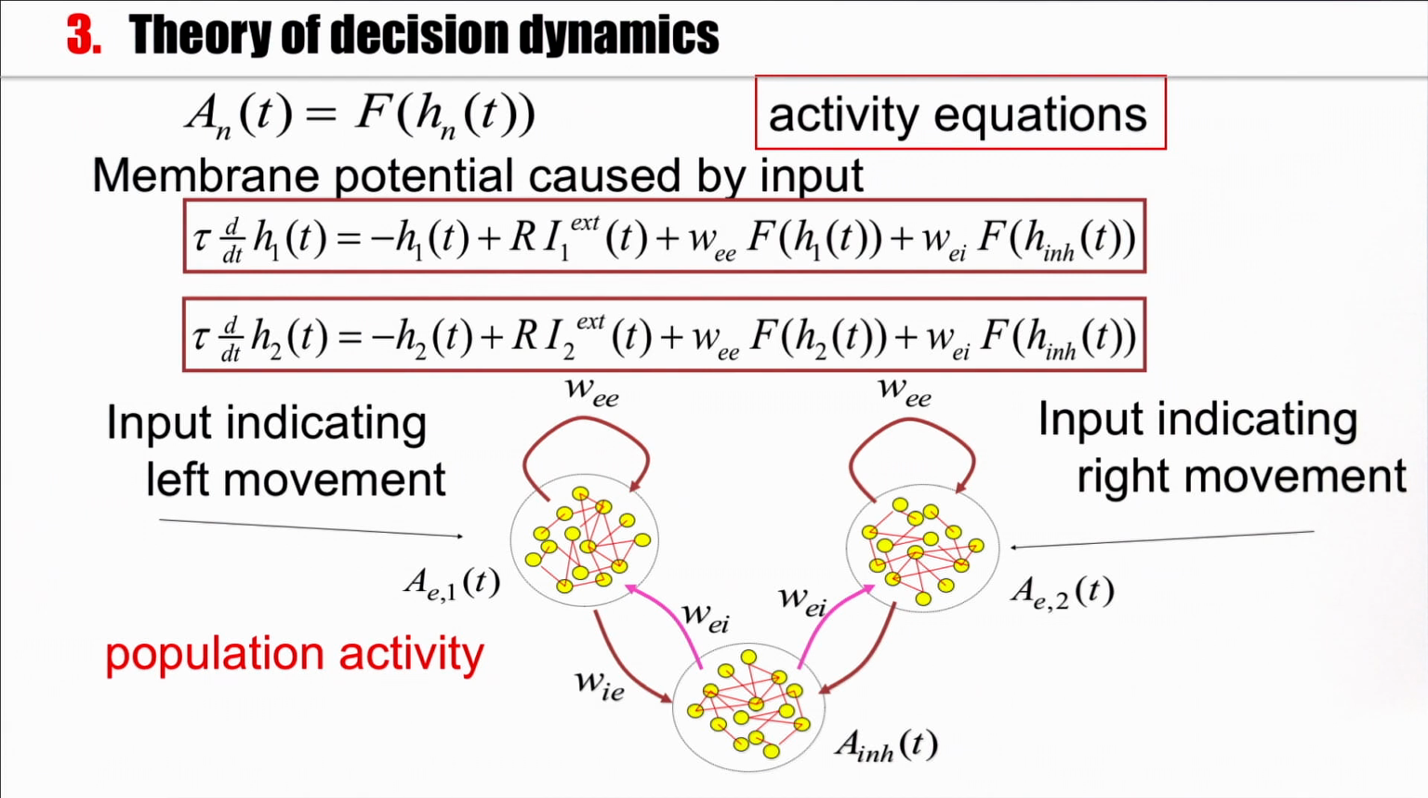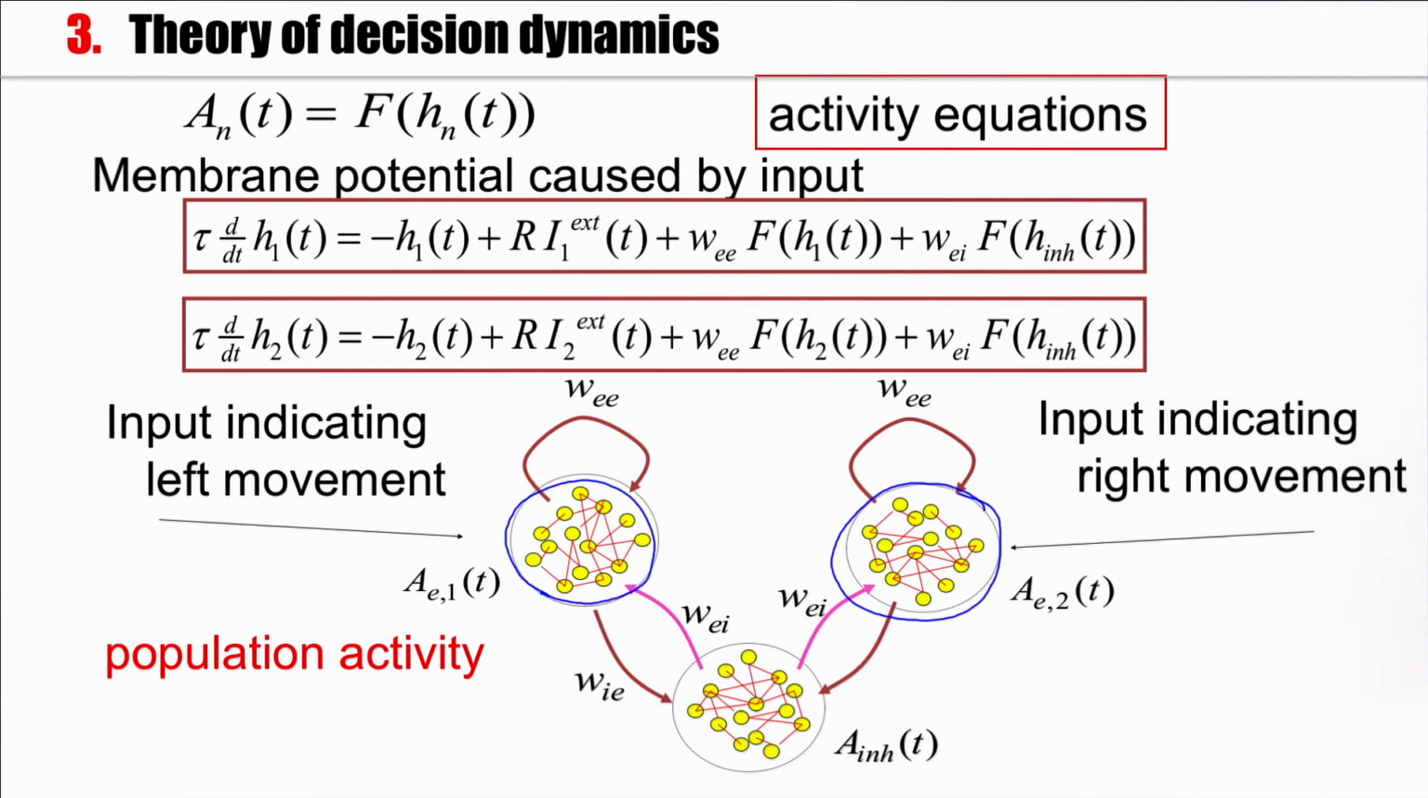So here is the basic model. I have one population of excitatory neurons that would indicate left movement or a saccade performed to the left, and I have another population that would indicate a saccade to the right or a movement to the right.